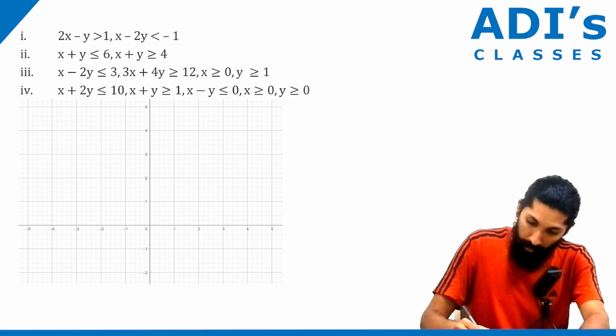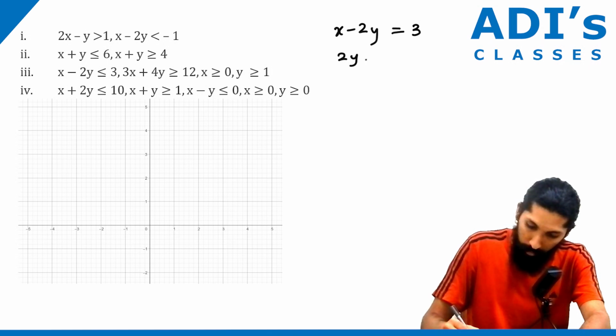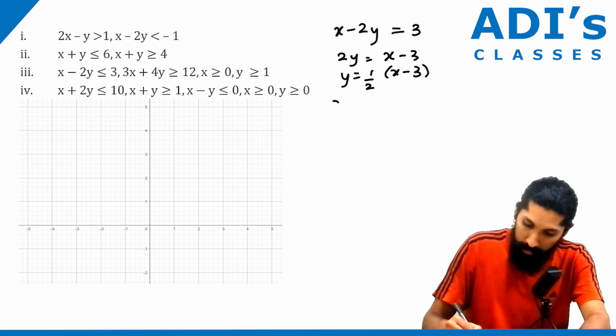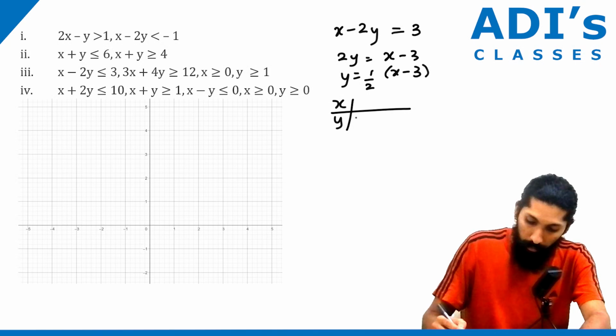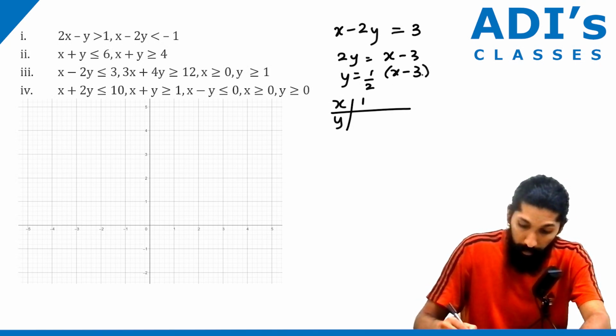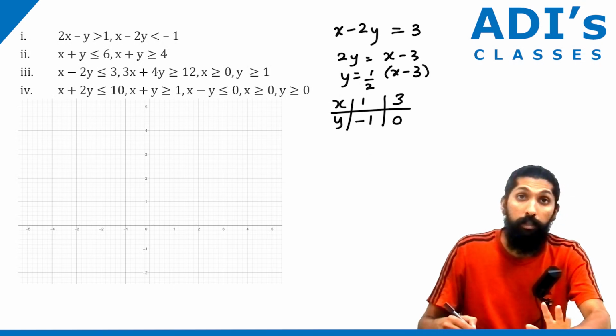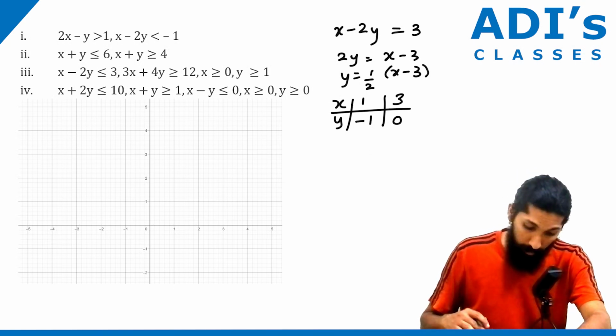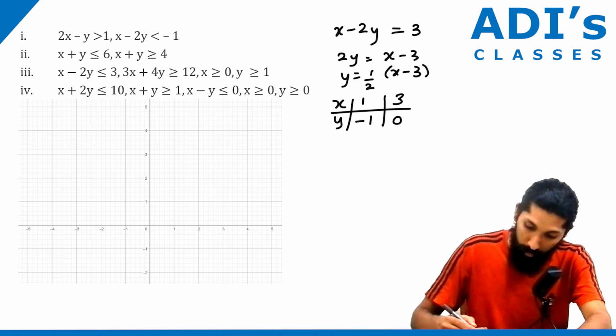Look at the third one. So we start by taking x minus 2y is equal to 3. So you are going to get 2y is equal to x minus 3. Y is half of x minus 3. Take x, take y. Now you can start by taking x value as 1. See, if x is 1, the y value is going to become minus 1 because minus 2 by 2. Now I'll take x value as 3. This is going to be 0.